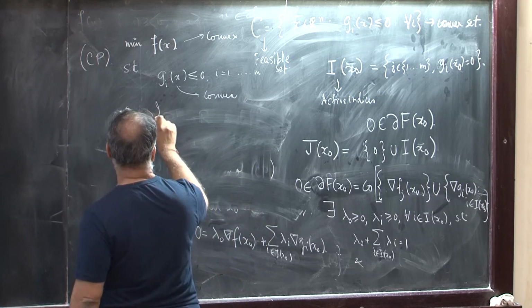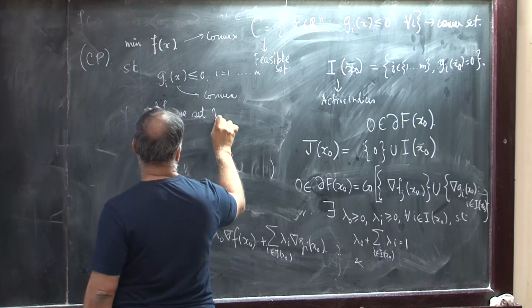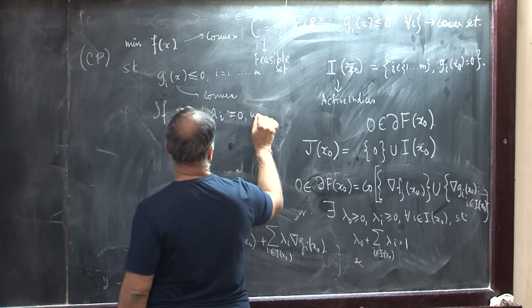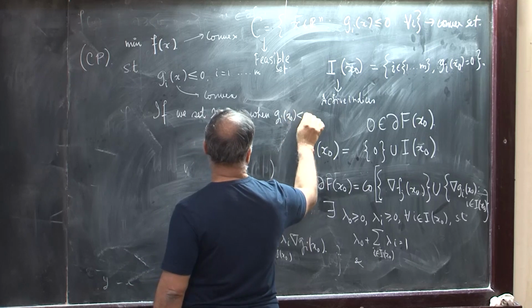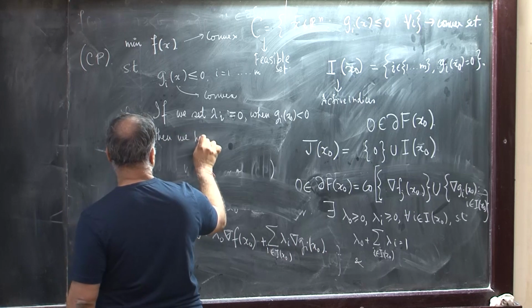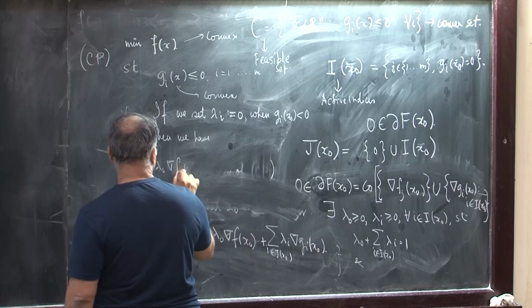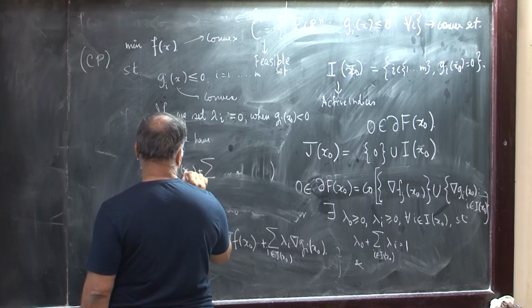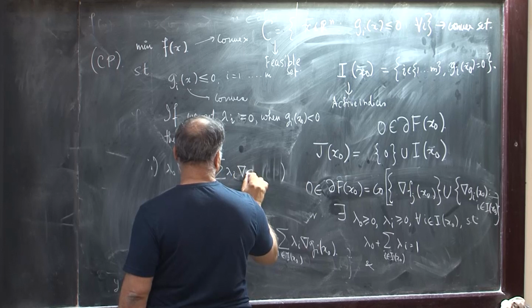So, if we set lambda_i equal to 0 when g_i(x naught) is strictly less than 0, then we can write the following: lambda naught grad f(x naught) plus summation lambda_i grad g_i(x naught).